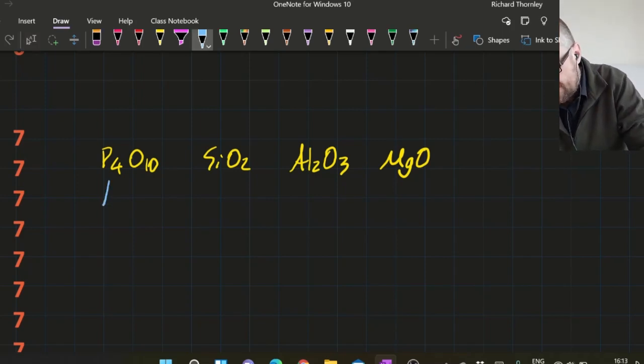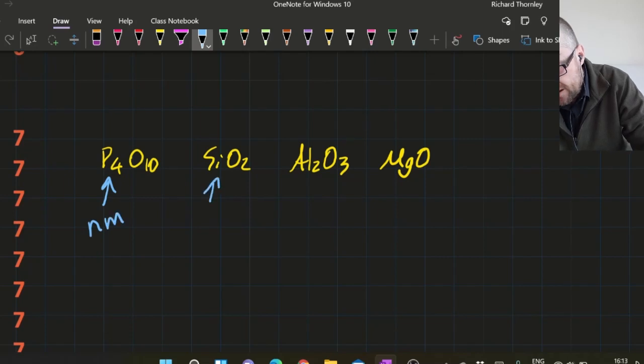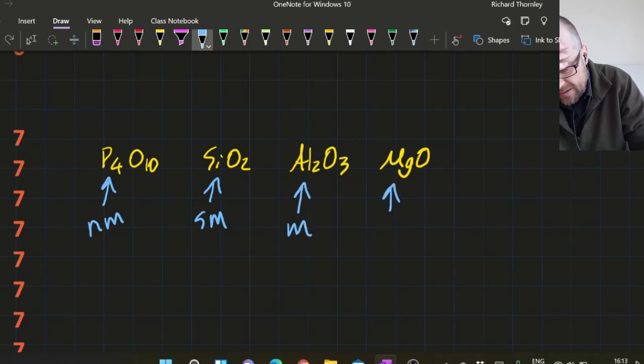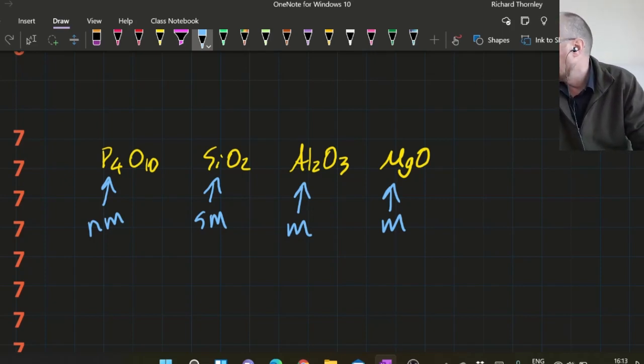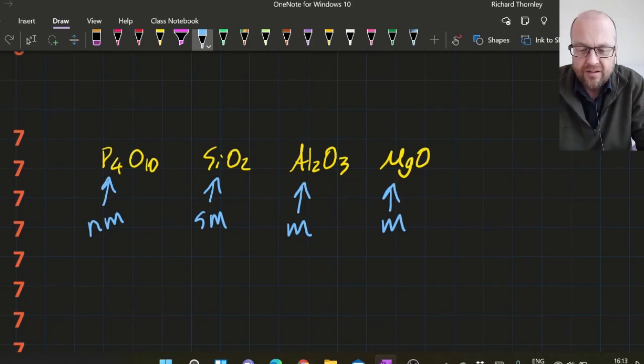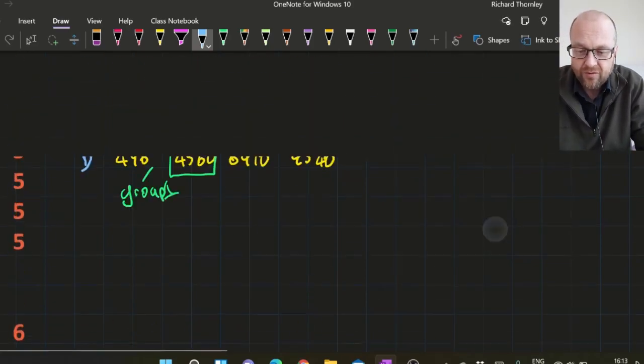I see that I've got a non-metal, phosphorus. I've got a semi-metal. I've got a metal. And I've got a metal. So I bet the answer's phosphorus. Because semi-metals can go either way. What's the question? Which gives an acidic solution? So yes, it is phosphorus.